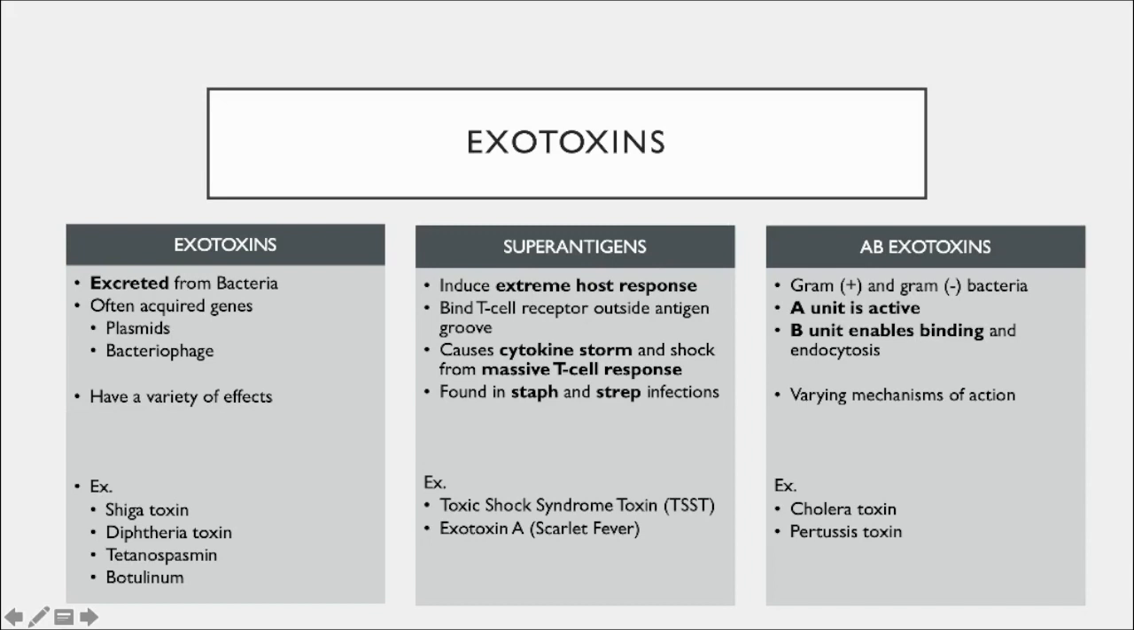And then AB toxins are another subtype of exotoxins. The prototype examples are going to be cholera and pertussis. What happens is you have two units on this toxin. The A unit is the active unit, which is helpful because it starts with an A. And the B unit is the binding unit, also helpful because it starts with a B. So the B unit binds to the host, it induces endocytosis, and then the A unit does the actual toxic mechanism. And this is present in gram positive and gram negative bacteria.